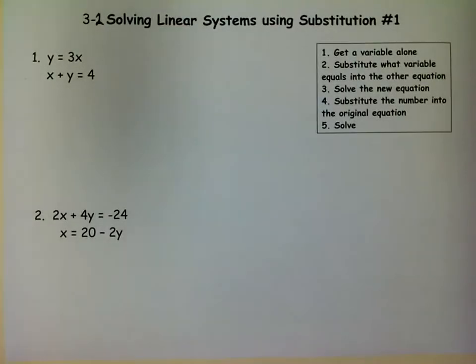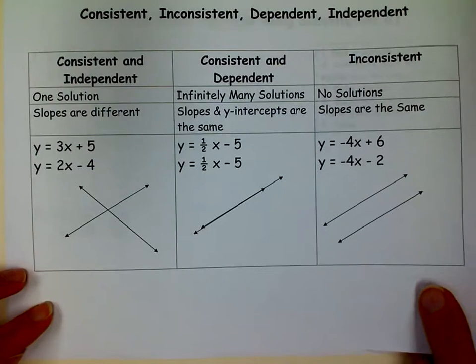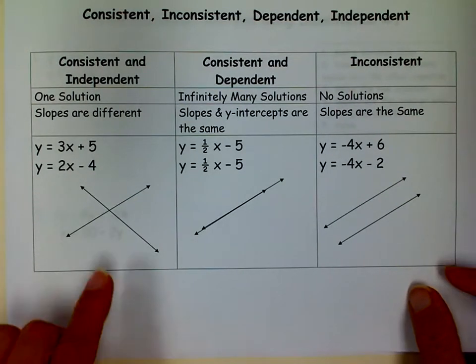We are going to solve some linear systems using substitution. Just a reminder, a linear system is when you're graphing two lines or have two different linear equations, and when we solve them, we're finding out where they intersect. There are three methods to solving these systems, and we're going to concentrate on substitution in this lesson.